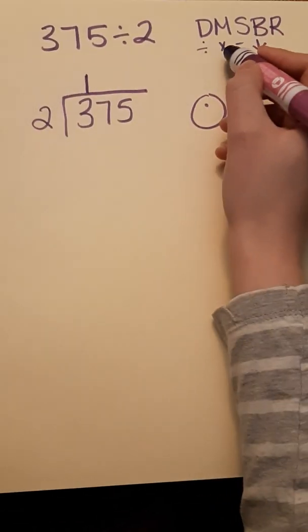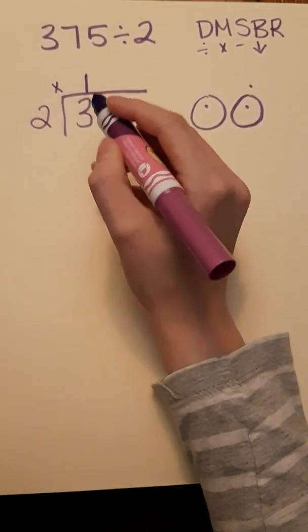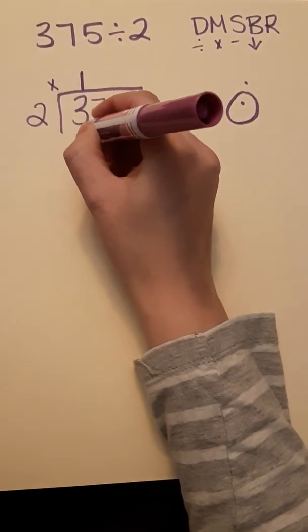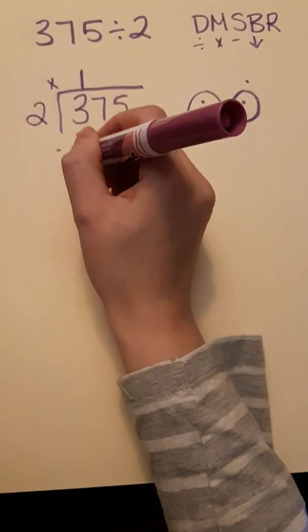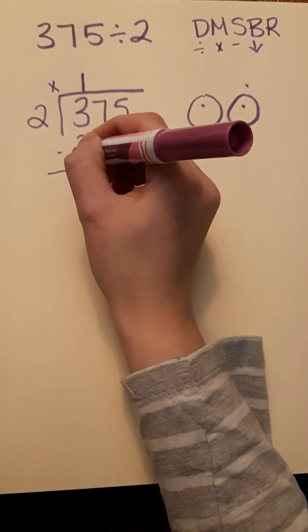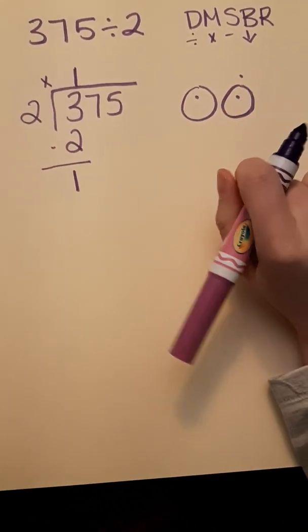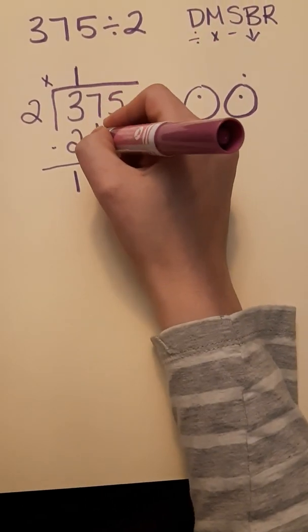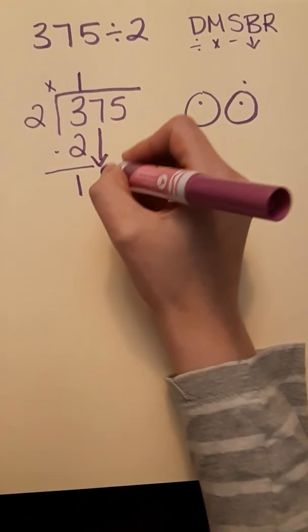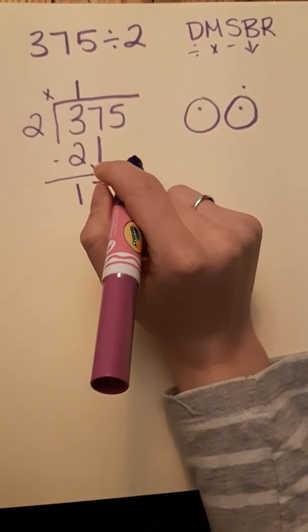So now I'm going to multiply. And I'm going to think 2 times 1 gives me 2. I'm going to put it down here. Now I'm ready to subtract. And I get 3 subtract 2, which is 1, just like we had 1 left over here. Next, I'm going to bring down. I'm only going to bring down my 7, and I'm going to leave the 5 for later.